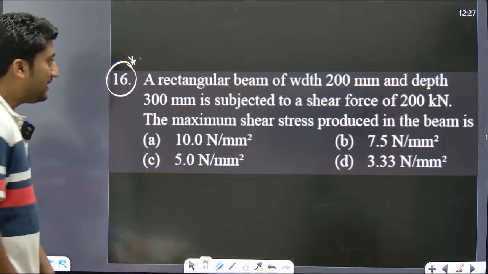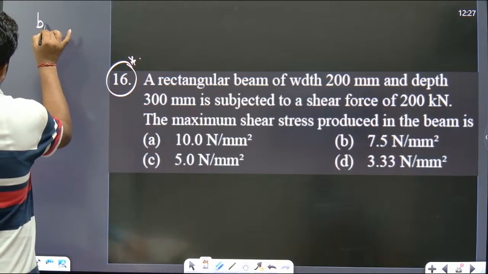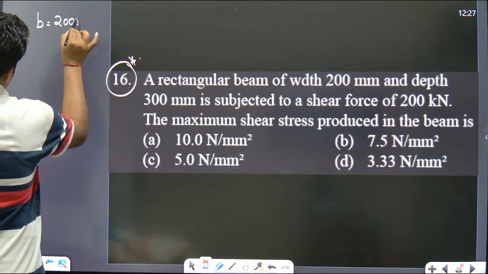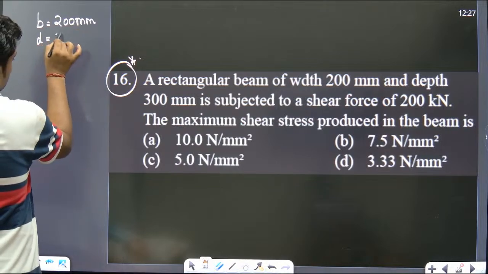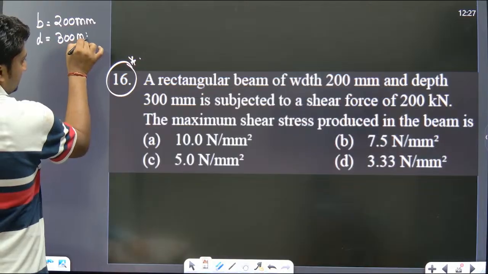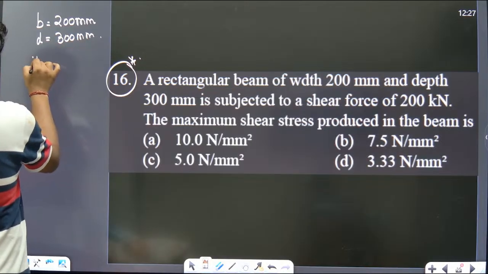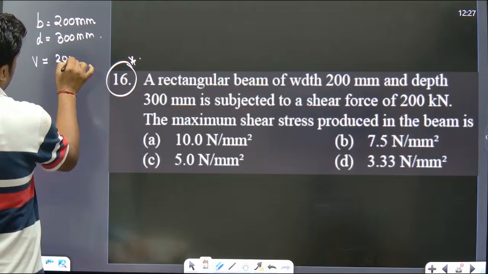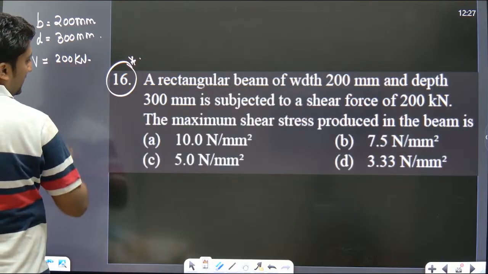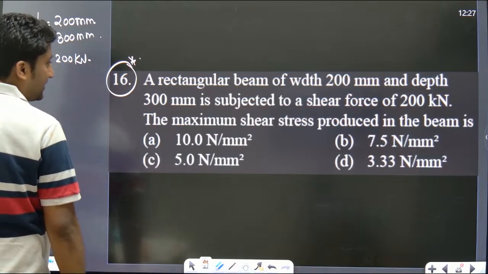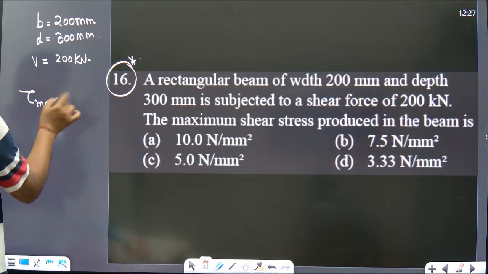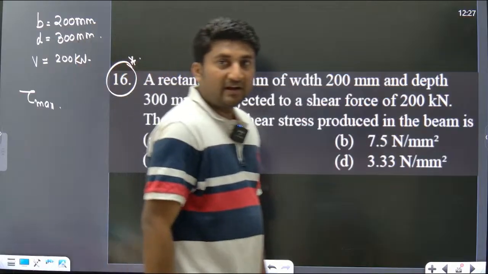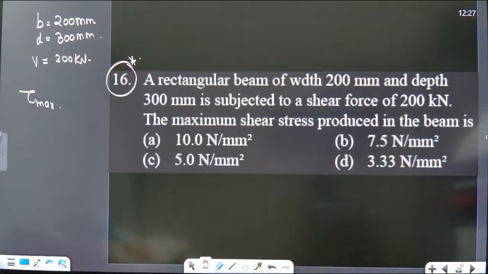Now a rectangular beam. So you can see the width of the beam is 200 mm. And the depth of the beam is given as 300 mm. Shear force is nothing but this factored shear force of 200 kilonewton. The maximum shear stress you need to find, and it is a rectangular beam. This is a very good question. Please answer it very carefully.